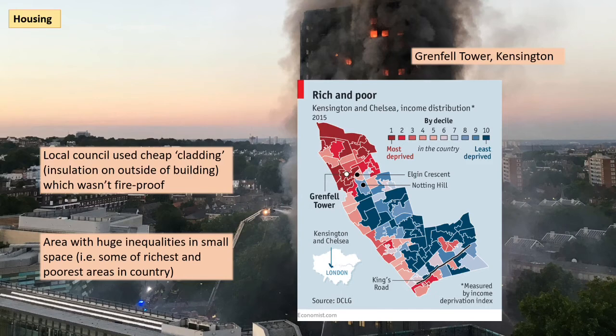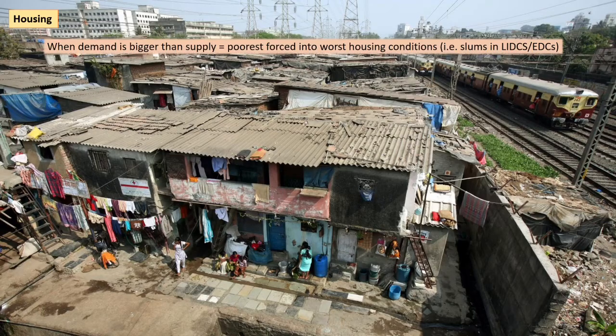In terms of LIDCs, this is simply a case of when the demand is higher than the supply, the poorest are often forced into worse conditions. So LIDCs often have lots of slums because rural to urban migration is so high, so there is not enough room in formal housing, so people are often forced into these terrible shacks.